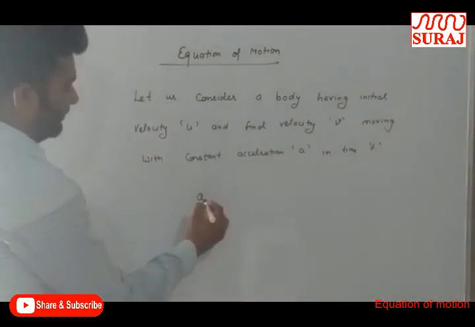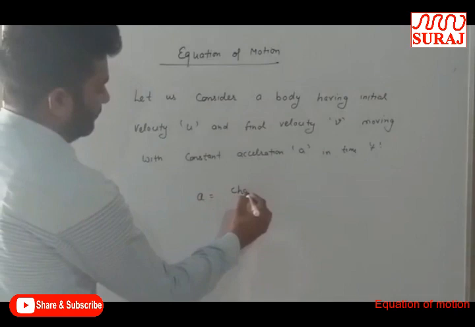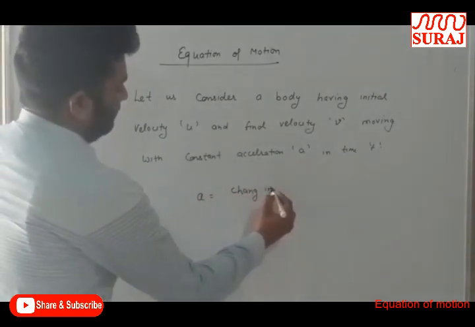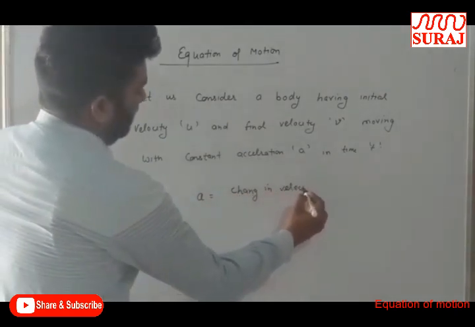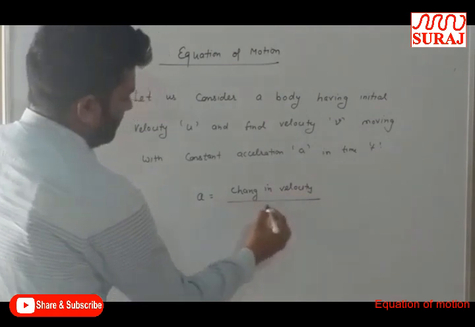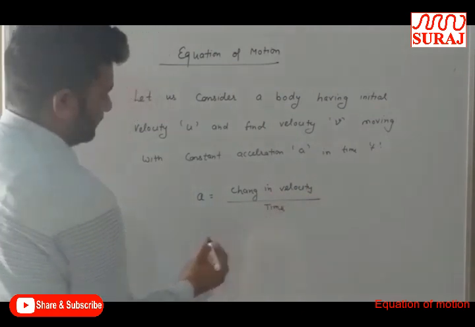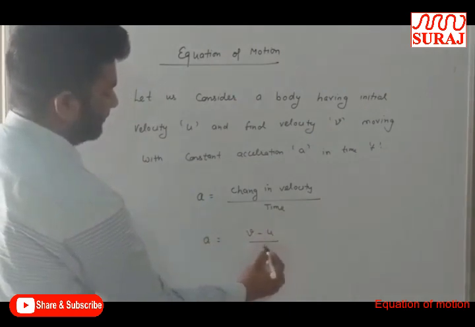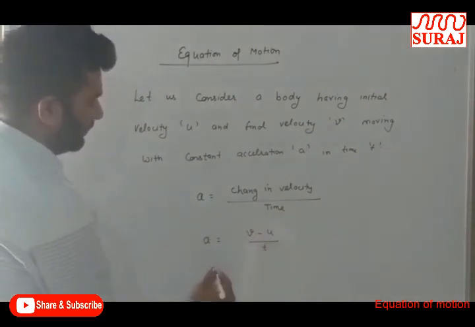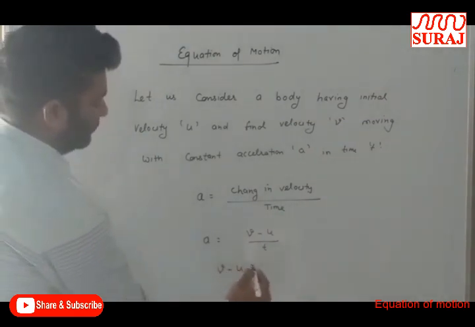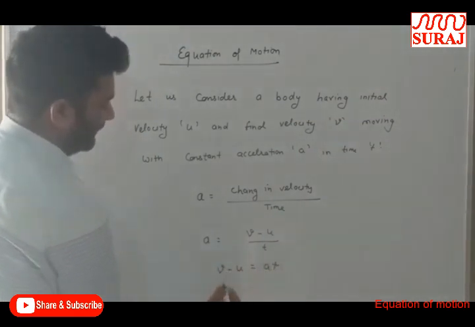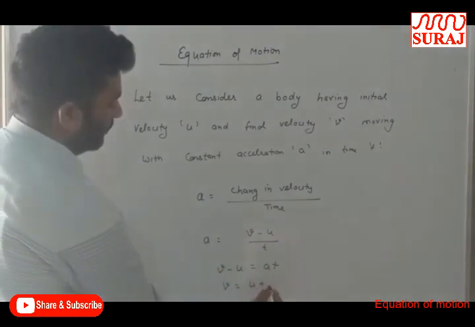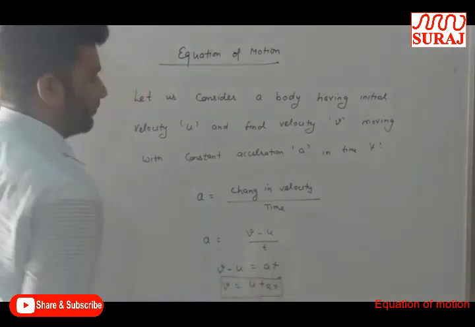So acceleration is equal to change in velocity upon time. So acceleration is equal to final velocity minus initial velocity divided by time. So by cross multiply, v minus u is equal to at, and v is equal to u plus at. This is the first equation of motion.